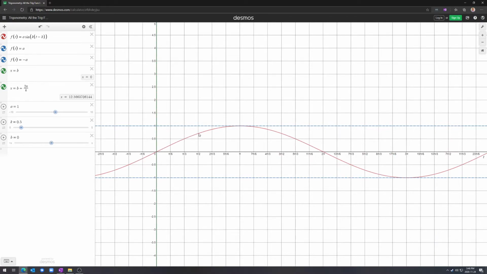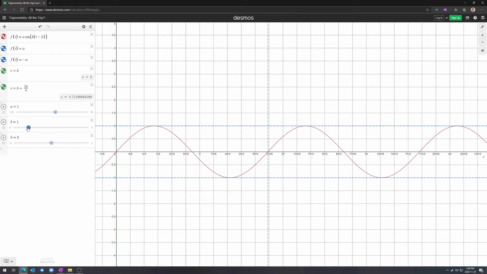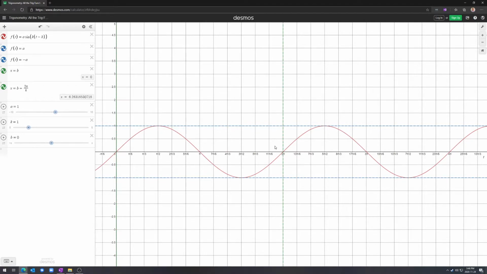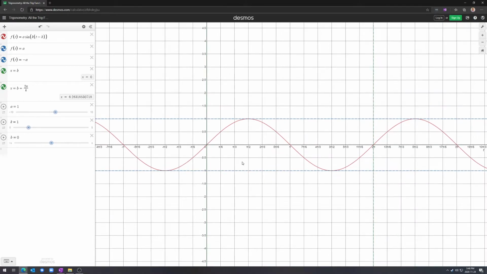Now I only create a half wave from 0 to 2 pi, and my other half wave starts to get off the screen here and isn't going to complete until I get to 4 pi. There we go. Now I'll put that back again. Put that back to 1. There's my standard graph. Now I'm going to start adjusting the phase shift.